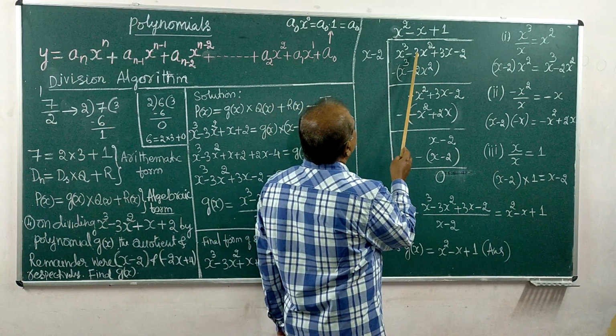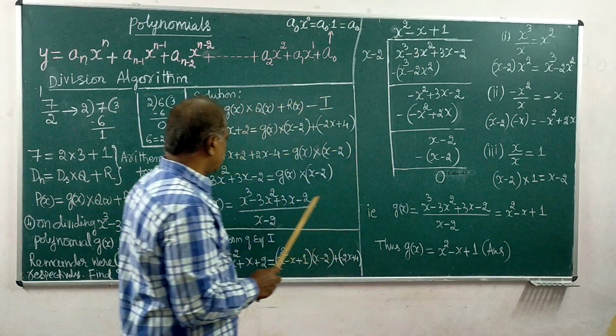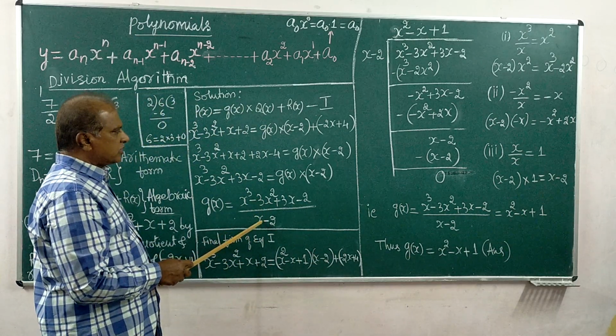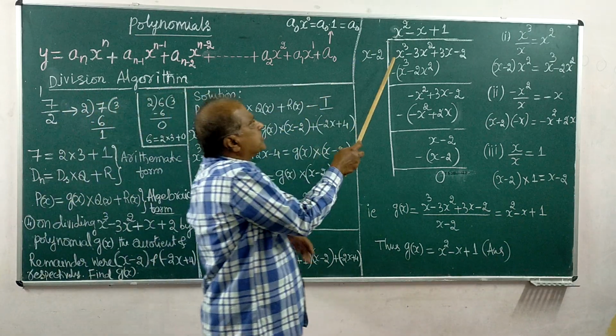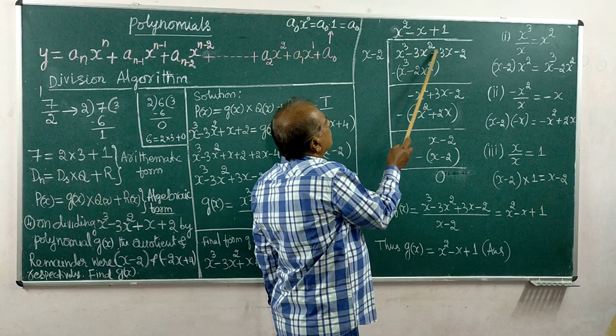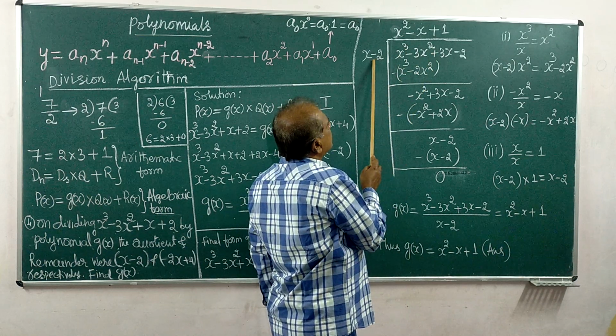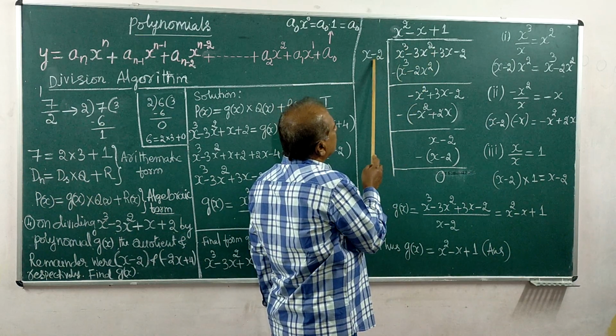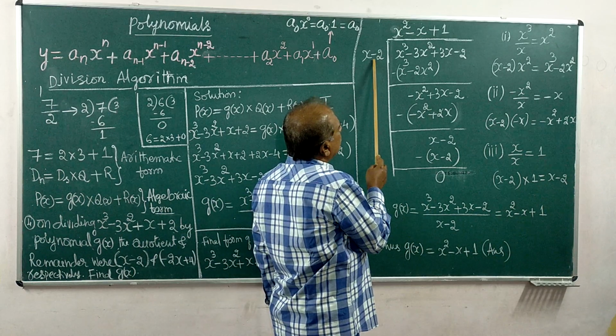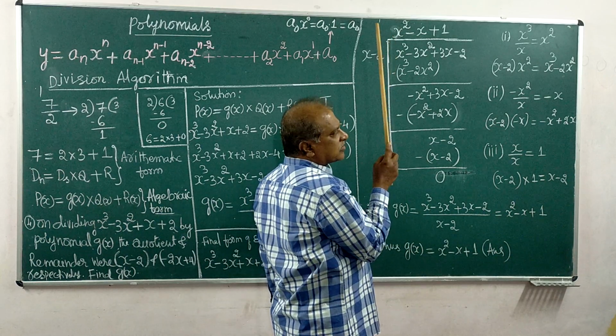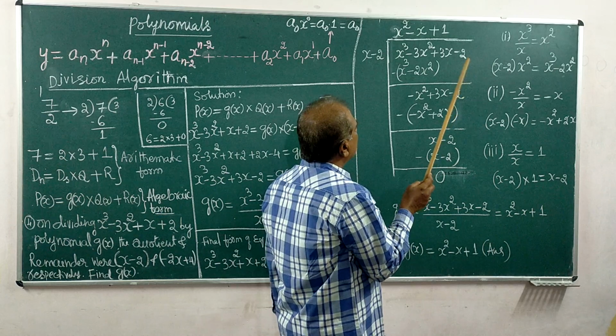Since you are dividing this by this, that is the way of presentation. You write the equation to be divided and the divisor over here. That is step 1. Follow the method step by step of division.